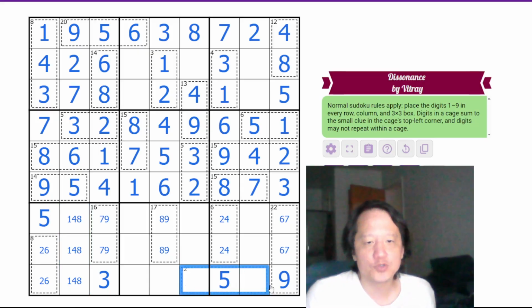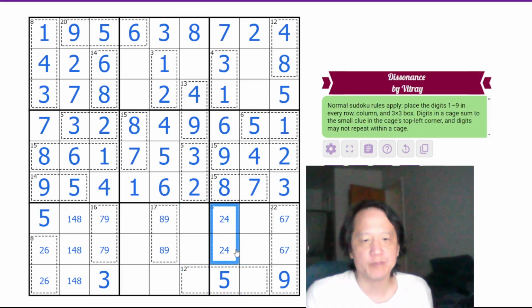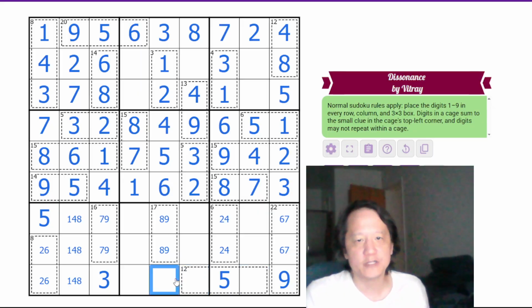These add up to 12. 12 minus 5 is 7. So we have to have 2 digits adding up to 7 here. There's no 3 available because of 3 in the row. There's no 2 available because of 2 in the column here, and the 2-4 pair in this box here. So this has to be 1 and 6 here as a pair.